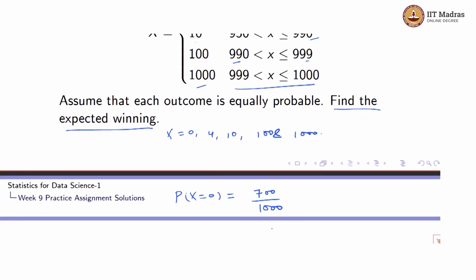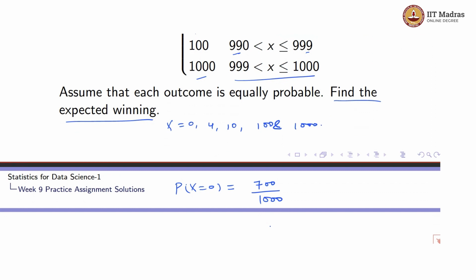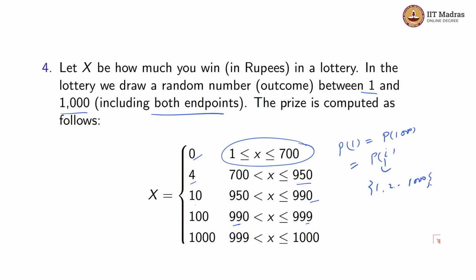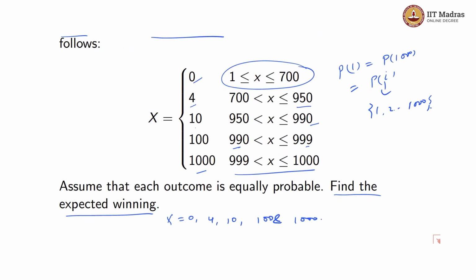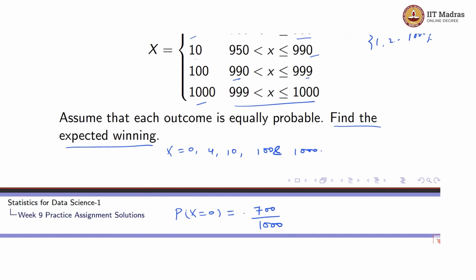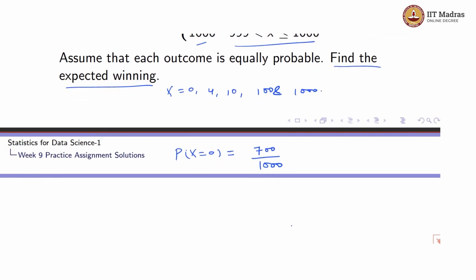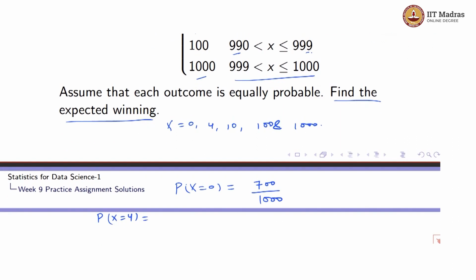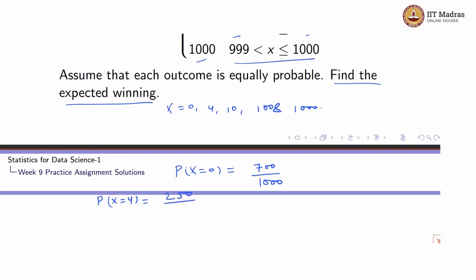So 700 upon 1000, since we have from 1 to 1000, so we have 1000 points, and from there the favorable outcomes you have are 700, so 700 upon 1000. Similarly, the random variable will take value 4. You will get 4 rupees when your value lies above 700 and till 950. So this will be 250 upon 1000.